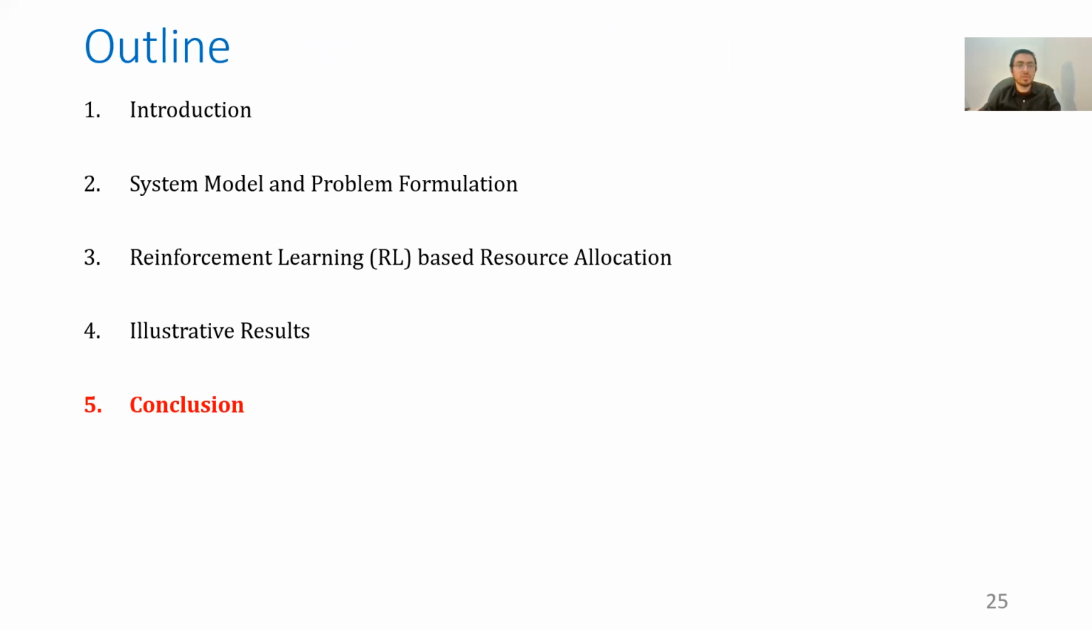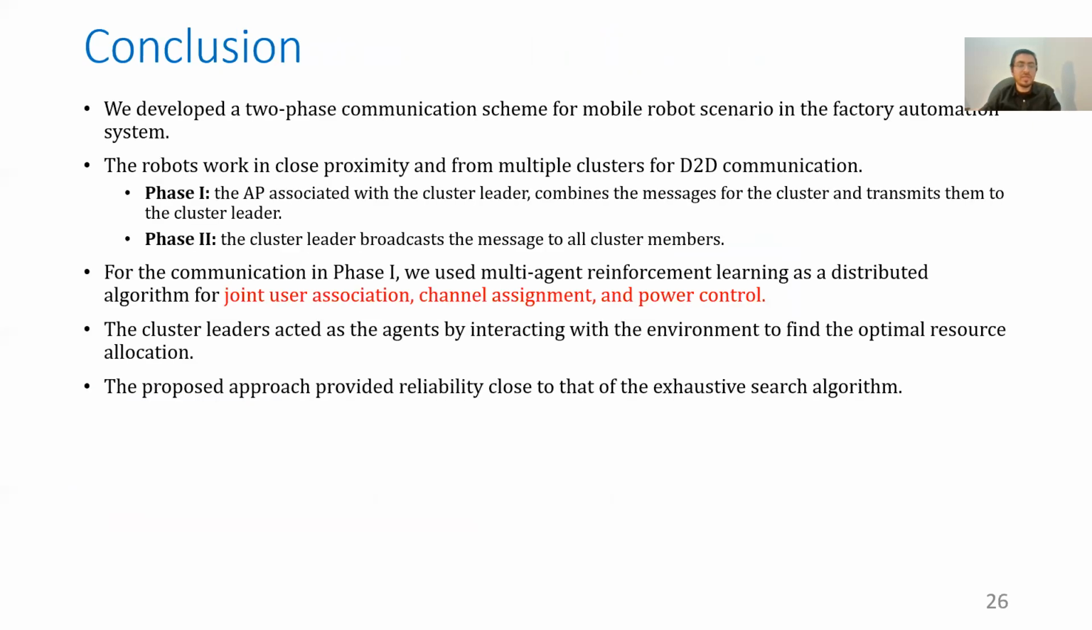So moving on to the conclusion, we developed a two-phase communication scheme for the mobile robot scenario in the factory automation system. This was based on the fact that the robots on the factory floor work in close proximity and can form multiple clusters for reliable D2D communications. In phase 1, the access point associated with the cluster leader combines the messages for the cluster and transmits them to the cluster leader. While in phase 2, the cluster leader relays and broadcasts this message to the cluster members.